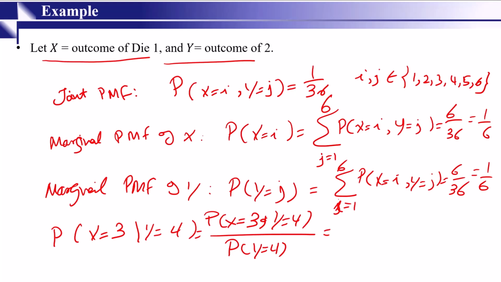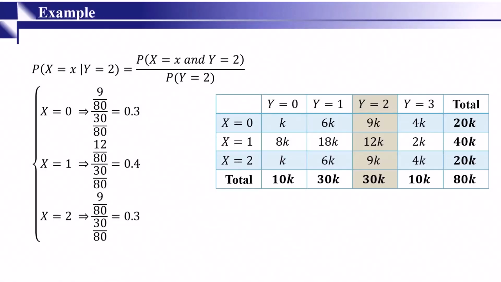So this one is 1 by 36 and this one is 1 by 6, which is equal to 1 by 6. Based on this table, we want to find the probability of X equal to x given Y equal to y, right? In this case, we just divide the joint probability by the marginal probability. So for example, what is the probability of X equal to x if Y is equal to 2? So all possible values of x, Y equal to 2, divided by Y equal to 2.